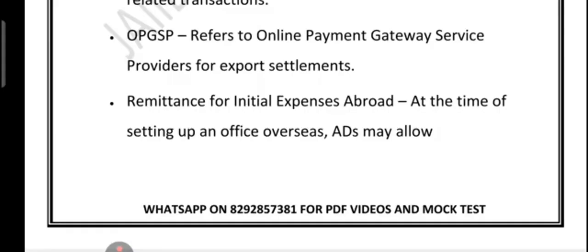So suppose you are setting up an office overseas, right, meaning outside India, your bank can allow you to send money for initial expense, which can be up to 15% of your average annual turnover in the last 2 years, or 25% of your net worth, whichever is higher. So they will look at your net worth, they will also look at your average annual turnover. For average annual turnover, they will take 15%, and for your net worth, they will take 25%, right? And whichever is higher, that much financing the bank can provide you for setting up an office overseas.